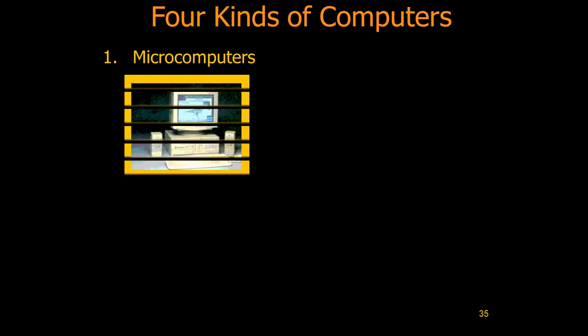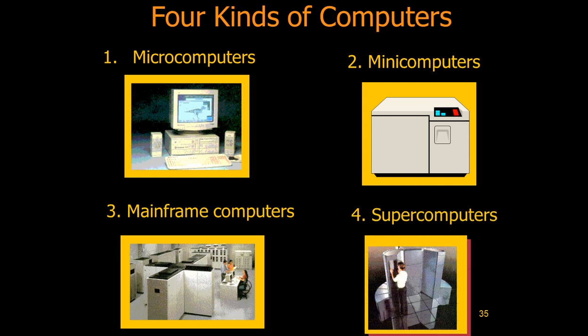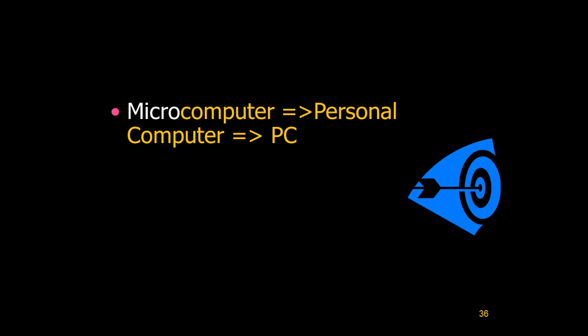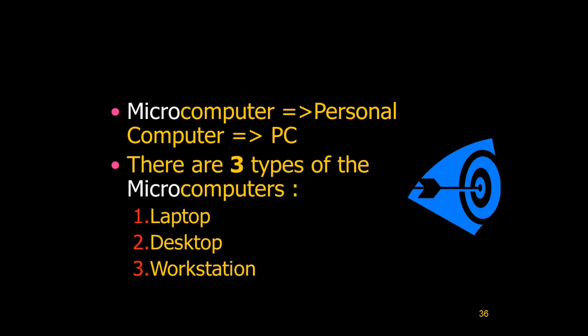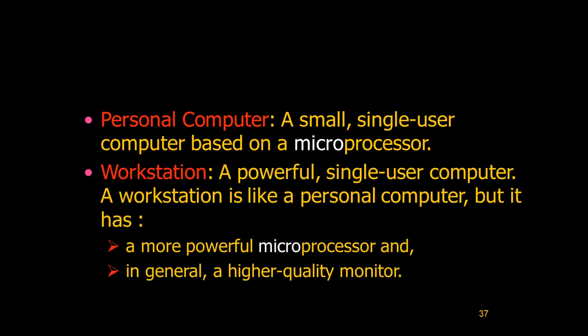There are 4 kinds of computers. We have the microcomputer, minicomputer, mainframes, and supercomputers. A microcomputer, for example, is a personal computer. There are three types of microcomputers: laptops, desktops, and workstations. A personal computer is a small, single-user computer based on a microprocessor. A workstation is a powerful single-user computer. It's like a personal computer, but it has a more powerful microprocessor and in general a higher quality monitor.